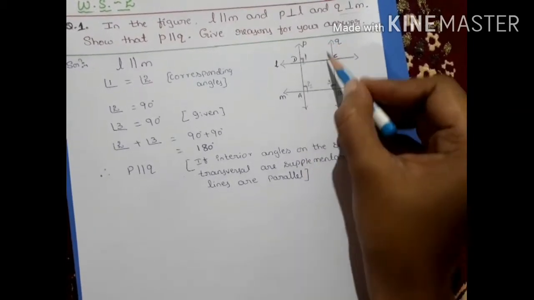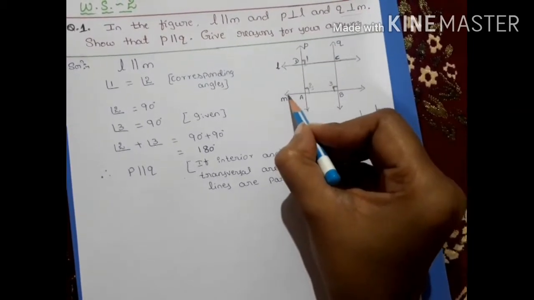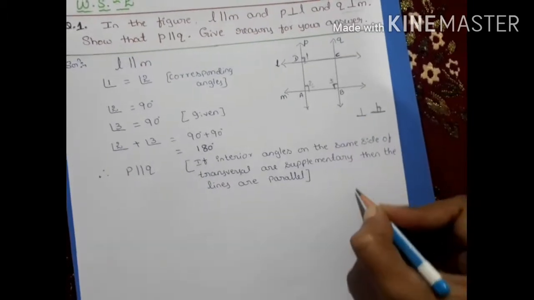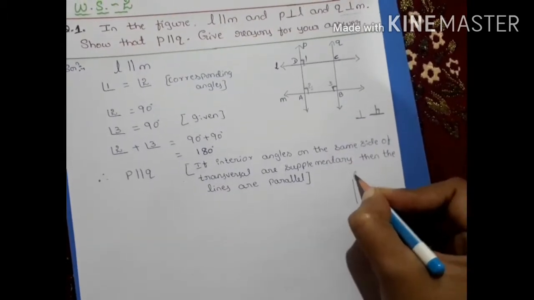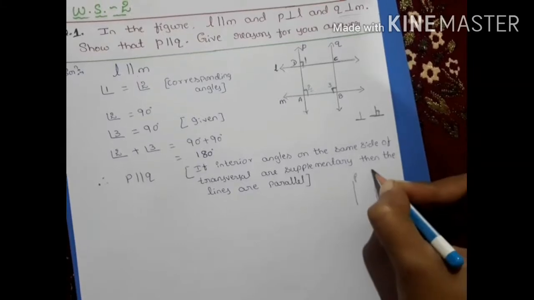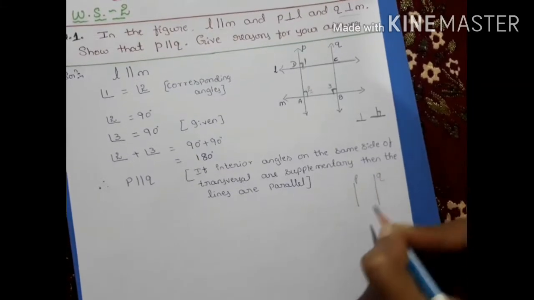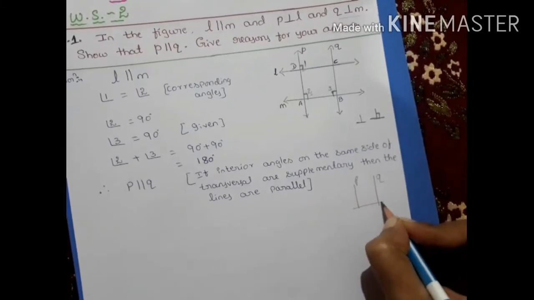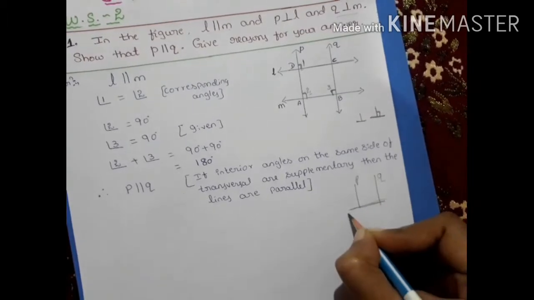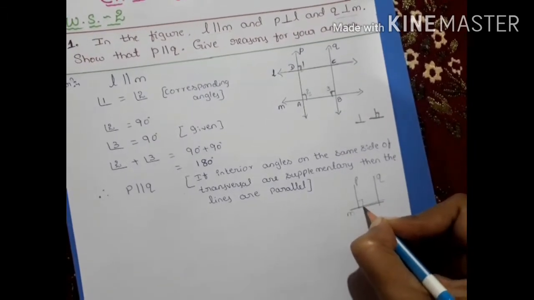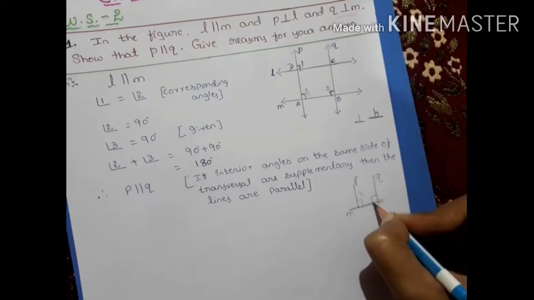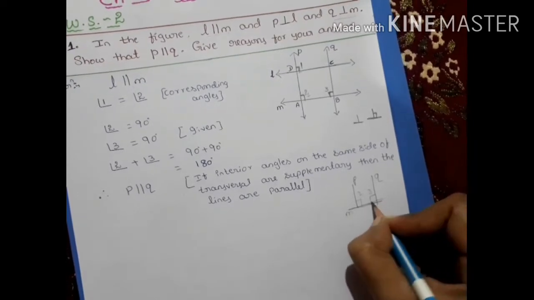Line P and line Q on the line M. Nothing but this is P line, this is Q line, which is perpendicular to the given line M. Here it forms 90 degree. Angle 3 forms 90 degree.